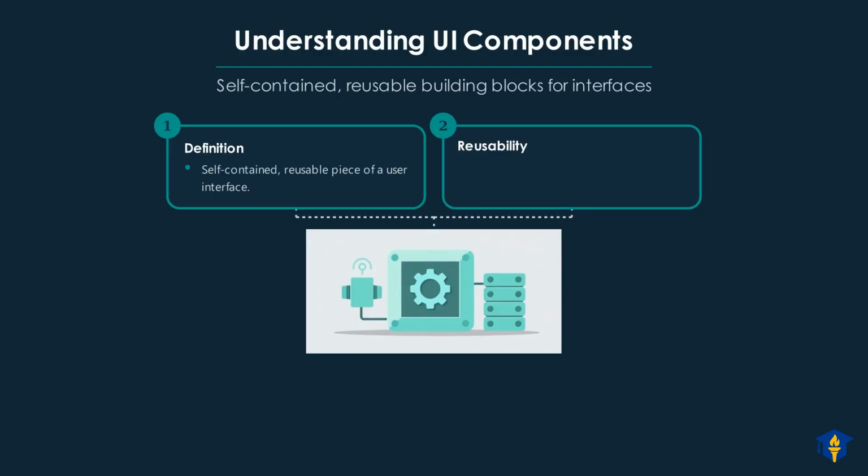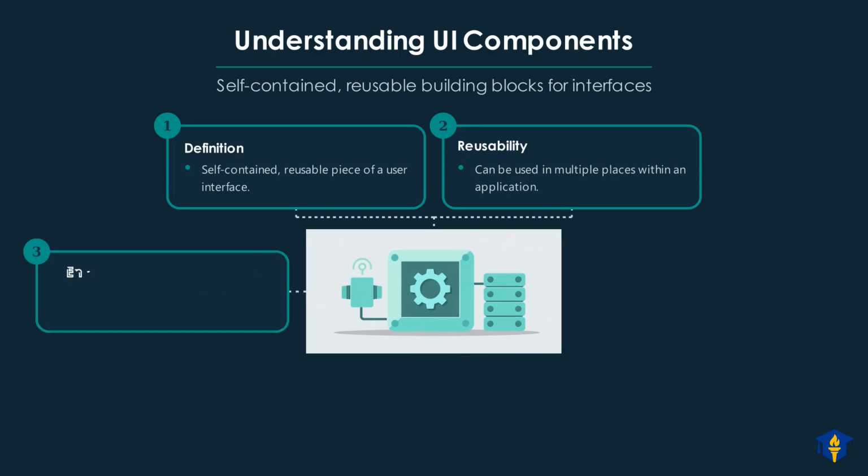Reusability is a core characteristic, allowing components to be utilized across different parts of your application. This reusability ensures consistency and reduces the need to write similar code repeatedly for common elements. Encapsulation means each component includes its own logic, styles, and structural elements independently. This independence helps manage complexity and prevents conflicts with other parts of the application.